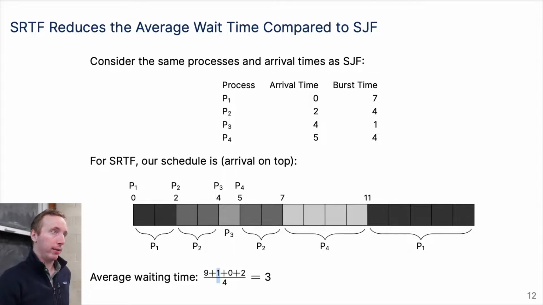P2 only waited around for 1 time unit because we started executing it immediately, and then it waited around for 1 time unit while P3 was executing, and then it finished up. And then P3 waited for 0 time units. As soon as it came in, we scheduled it immediately because it was very, very quick. And then process 4 waited for 2 time units. So it came in at t equals 5 and started executing at t equals 7. So our average waiting time in this case is 3.